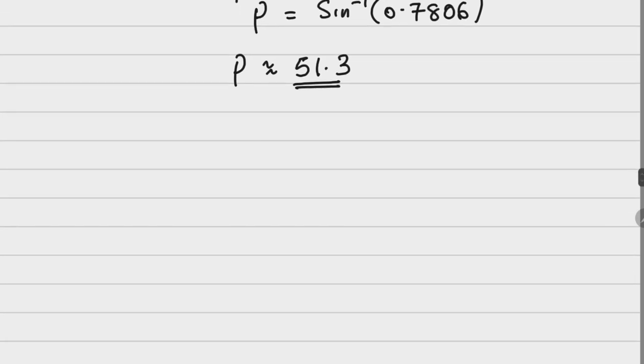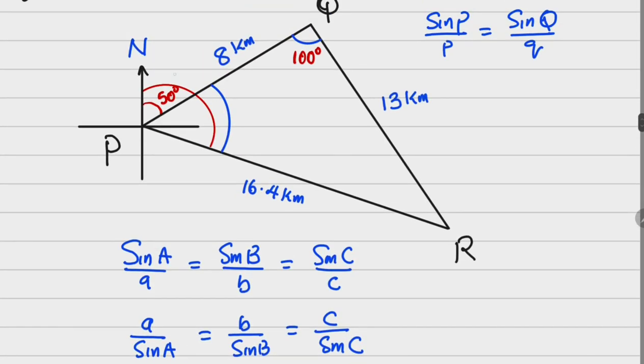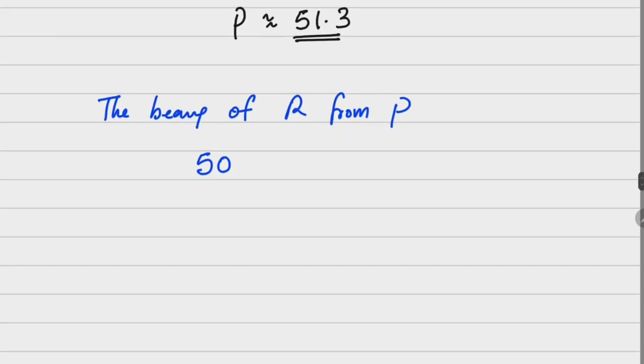It therefore means that the bearing of R from P will now be equals to 50 degrees. Please let me show you. Now, if you check it, you see, is this 50 degrees plus what we found here, all right? So it's 50 degrees plus 51.3, which will now give me 101.3 degrees. So that is the bearing. So I'm done with that particular question.